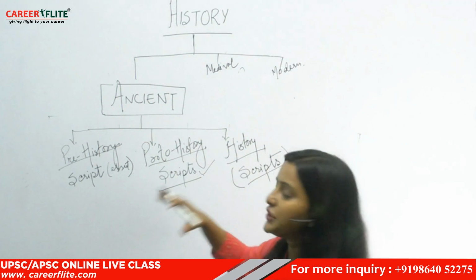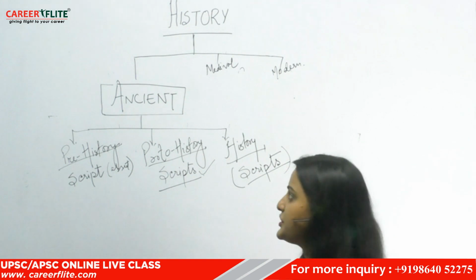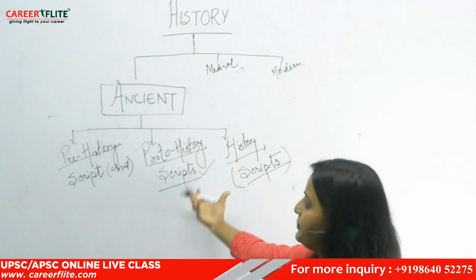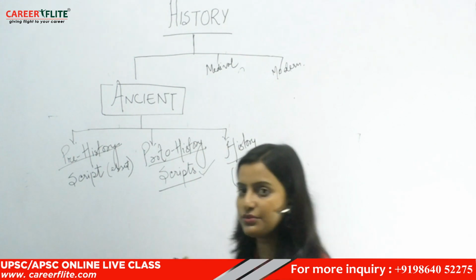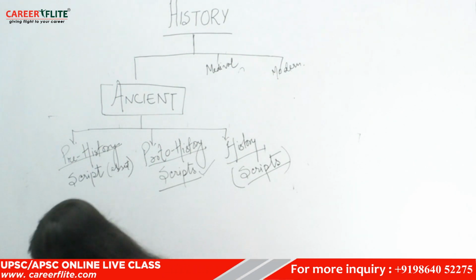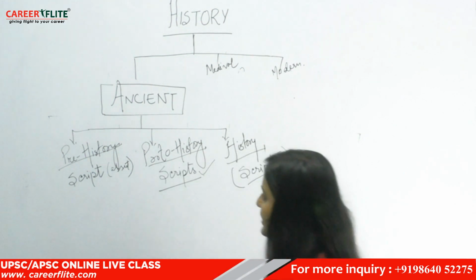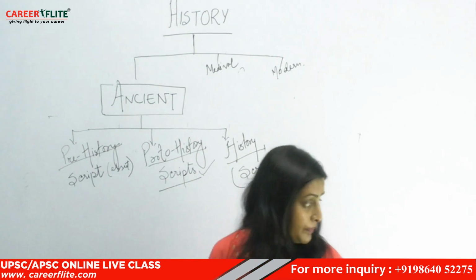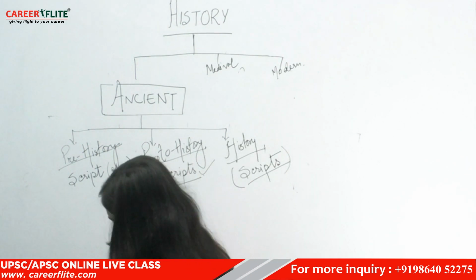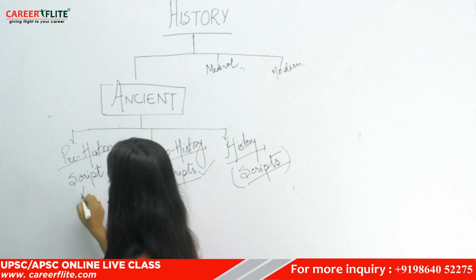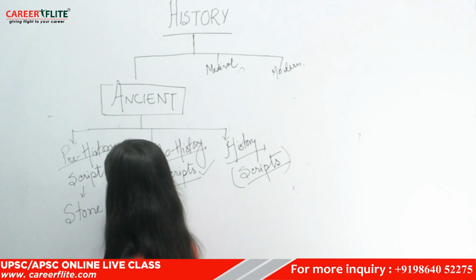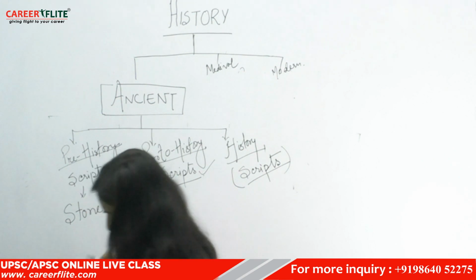So we're very clear that Indian history, when we talk about it, can be clearly divided into three parts: pre-history, proto-history, and history. So now, when we talk about this prehistorical period, let us know a little bit more. When we talk about the prehistorical period, it basically talks about the Stone Age.